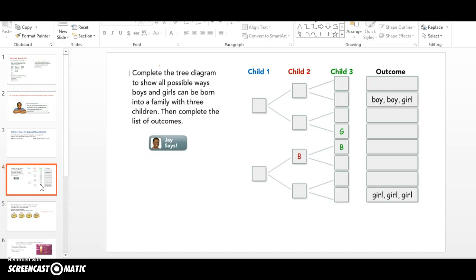Okay, so saying that, the very first child born to your family, you only have 2 choices. It can be a girl or it can be a boy.